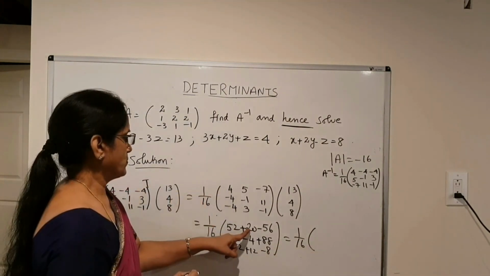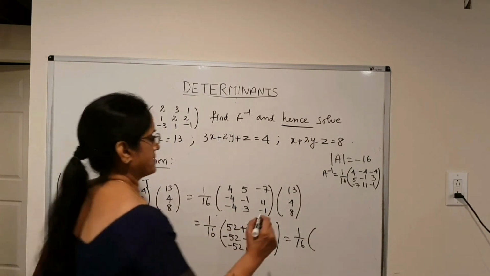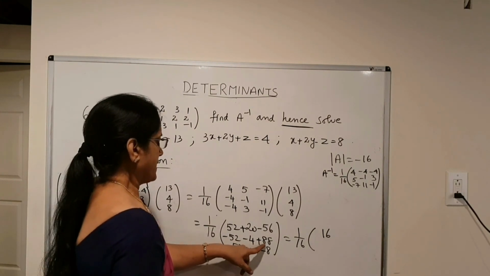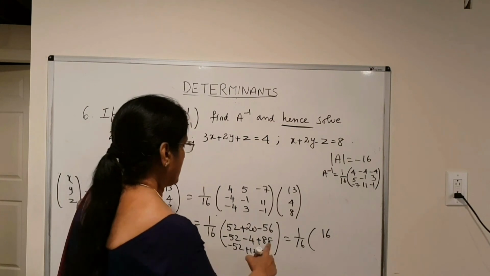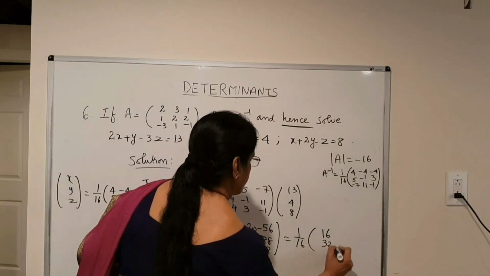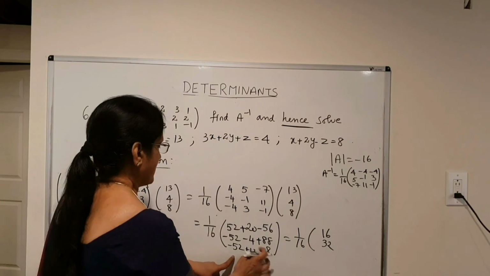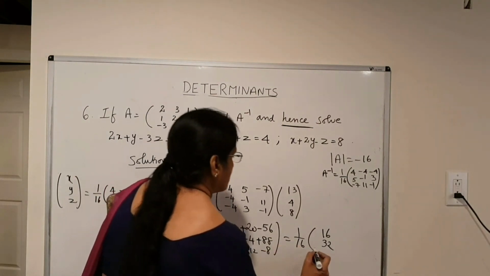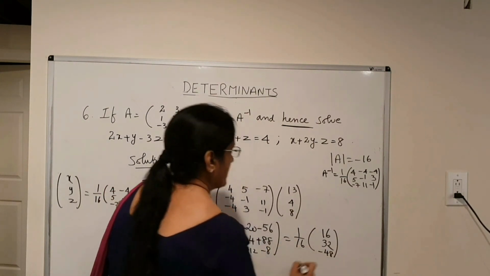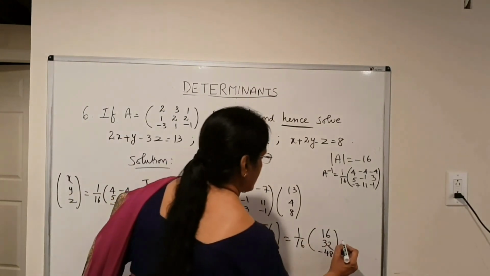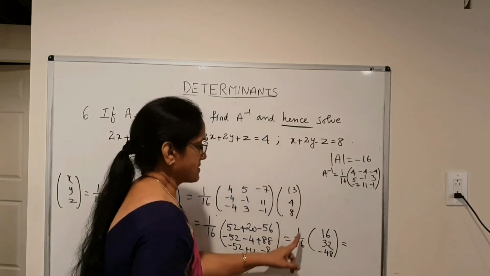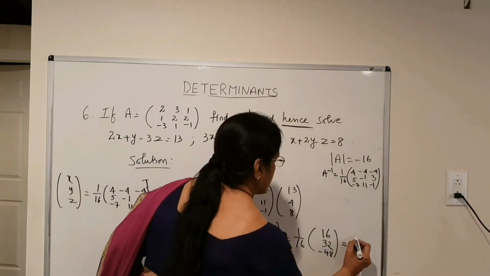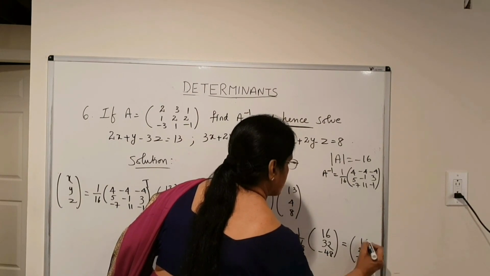1 by 16, 72. 72 minus 56. Then here I am getting minus 56. So 88 minus 56 will give you 32. Then in this place I am having minus 60. Minus 60 plus 12, minus 48. Now let me take this 16 inside. Let me divide each and every element by 16. I will get 1, 2, minus 3.